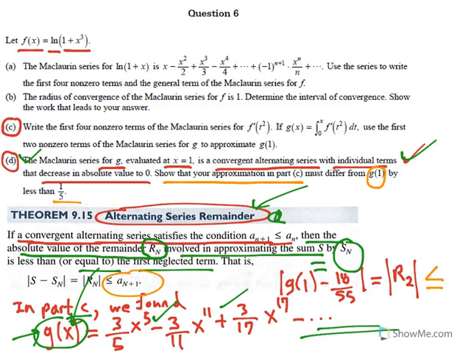And of course, if we're using the first two terms to approximate the infinite series evaluated at x is equal to 1, the first neglected term will be this one here. And we will, of course, evaluate that at x is equal to 1, and that would give us 3 over 17.